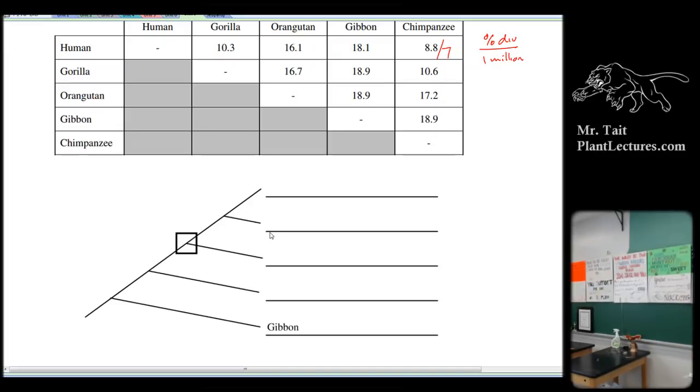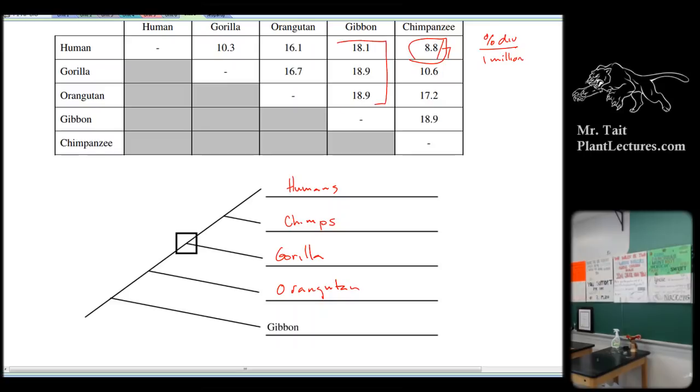And so basically you're just going to go through and figure out which things have the least amount of differences. So if you put humans at the top, you'd put chimps here because they have that 8.8, right? Then the next one would be humans and gorillas, right? And so the gorillas would go here. And then you'd have orangutans. And then gibbons. Right? And then it said provide reasoning for the placement of gibbons.